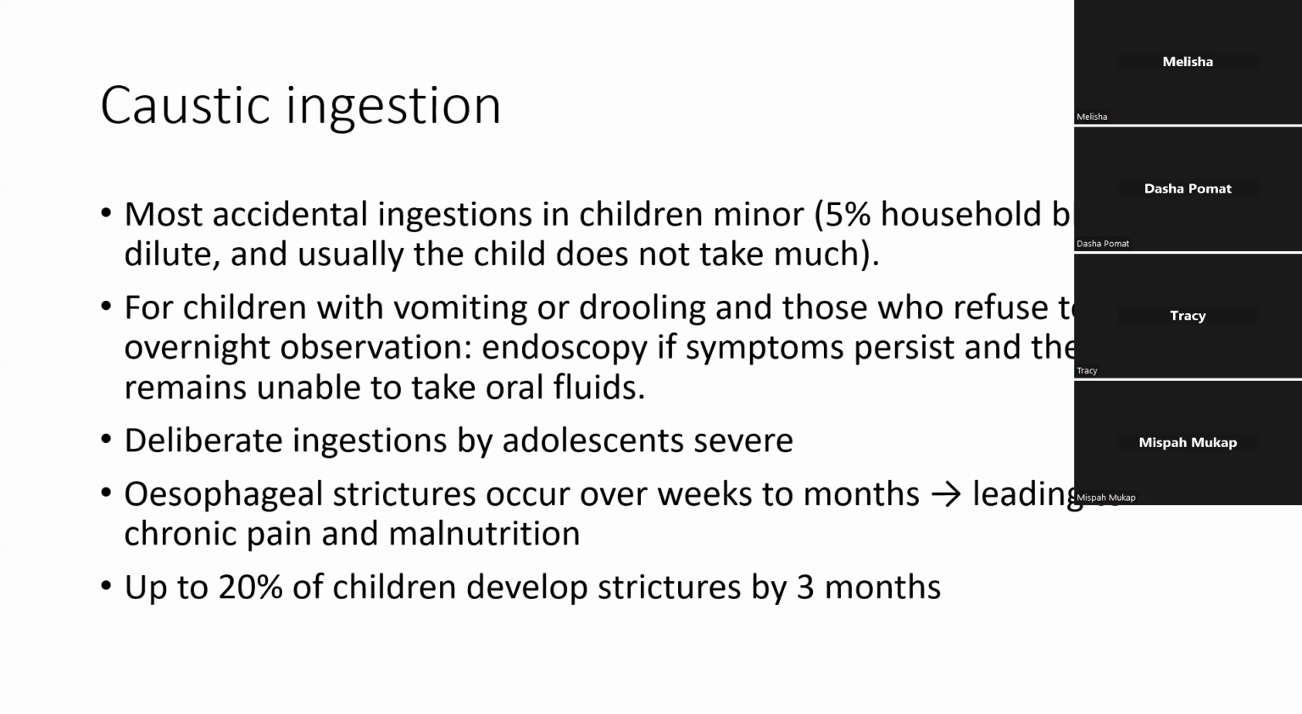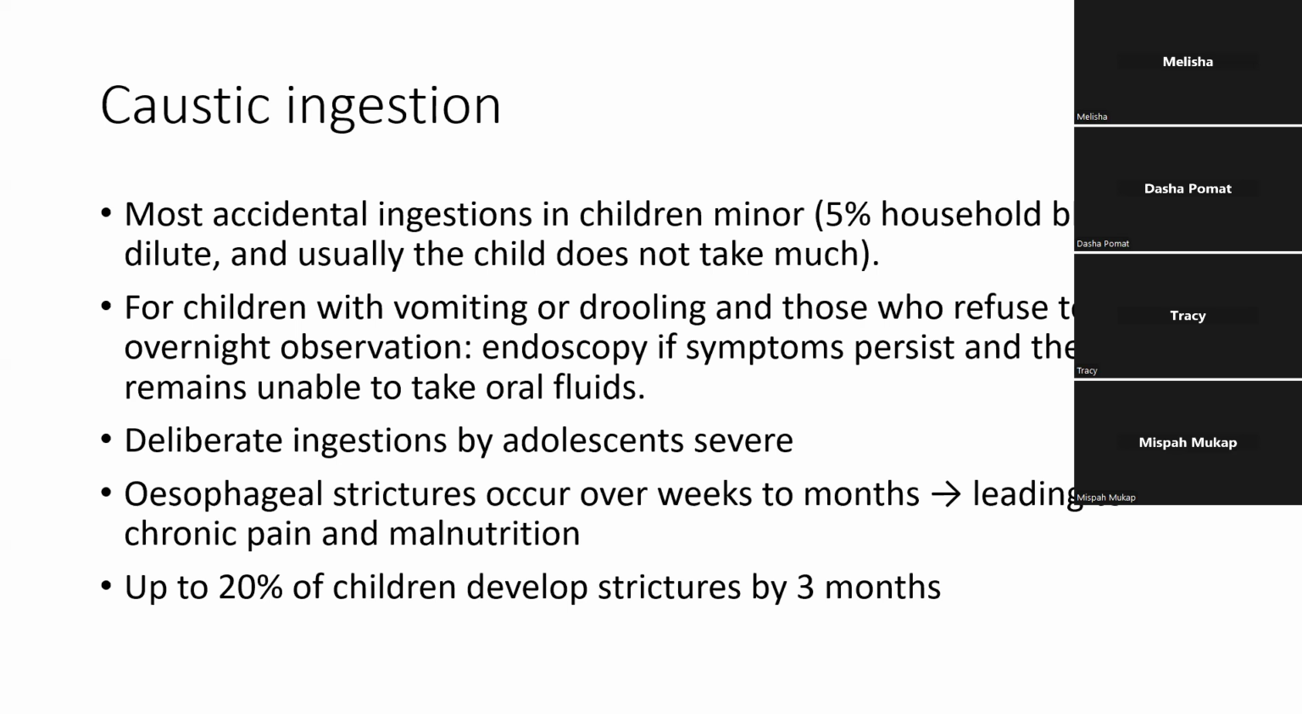Some ingestions occur in adolescents, and they can be quite severe because the child hasn't just taken one quick sip, they've taken a larger volume, and they can have quite severe esophageal burns. Strictures tend to occur over weeks or months, and they can lead to chronic pain and malnutrition. The only way to deal with that is to pass a nasogastric tube under direct vision and then make sure you maintain the nutritional state of the child.